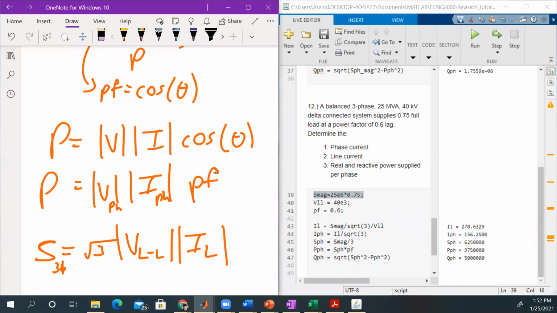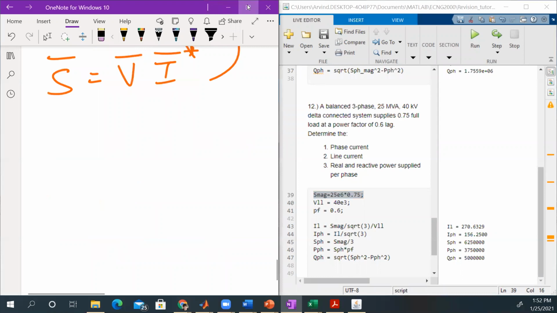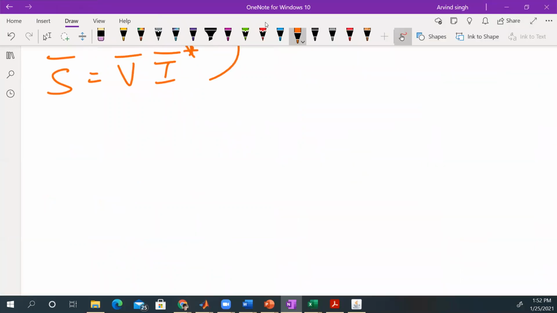So just to show you what I mean by that, suppose you have two transformers, right? One is, so you have a delta to Y. Let me do it like this.